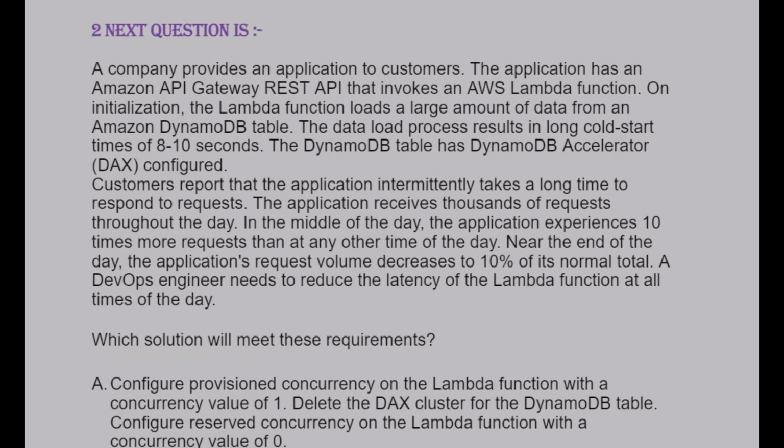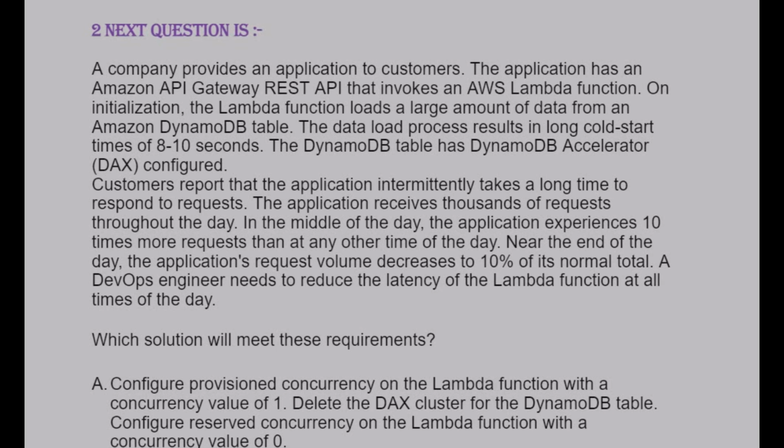Question is, a company provides an application to customers. The application has an Amazon API Gateway REST API that invokes an AWS Lambda function. On initialization, the Lambda function loads a large amount of data from an Amazon DynamoDB table. The data load process results in long cold start times of 8 to 10 seconds.